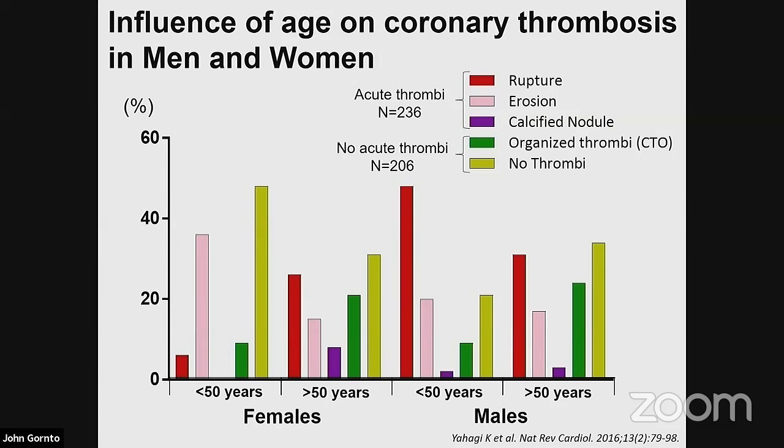If you look at otherwise just the healed plaque, that is no thrombi, they are much more frequent in women less than 50, and I don't understand why that is so. Perhaps the incidence of diabetes is much higher in that population. We have a large number of African Americans, and that may be the reason. Beyond 50 years, it sort of decreases. But in men, the reverse occurs. That is, beyond 50 years, the no-thrombi lesions increase, and so does organized thrombus, that is chronic total occlusion, which increases with age.